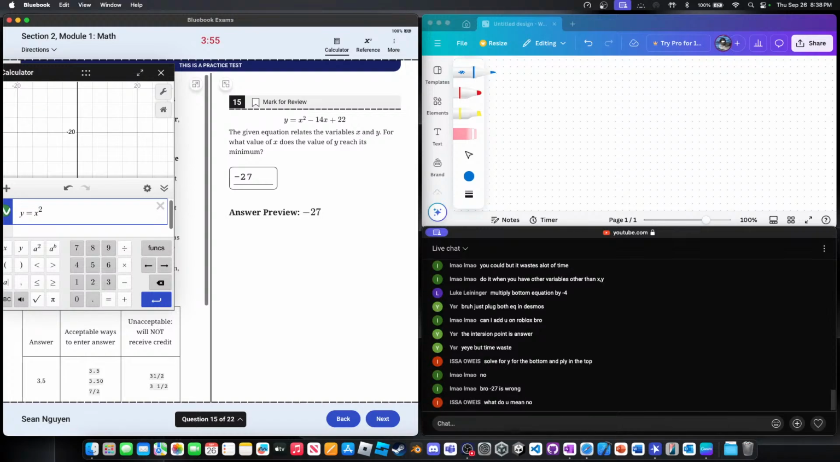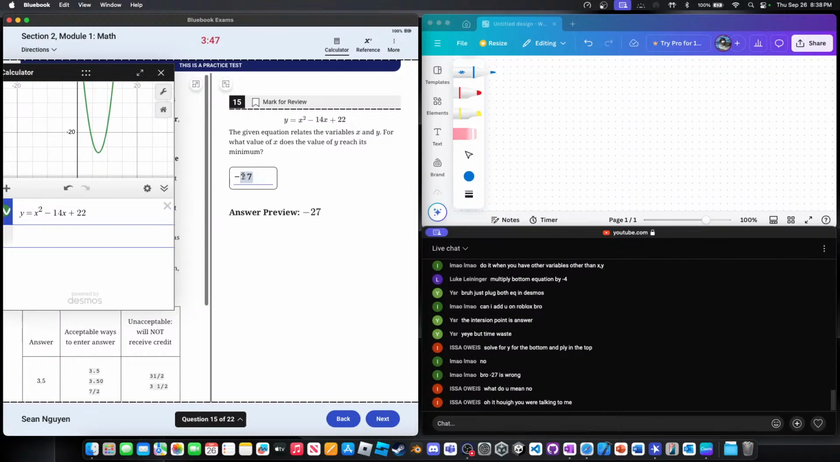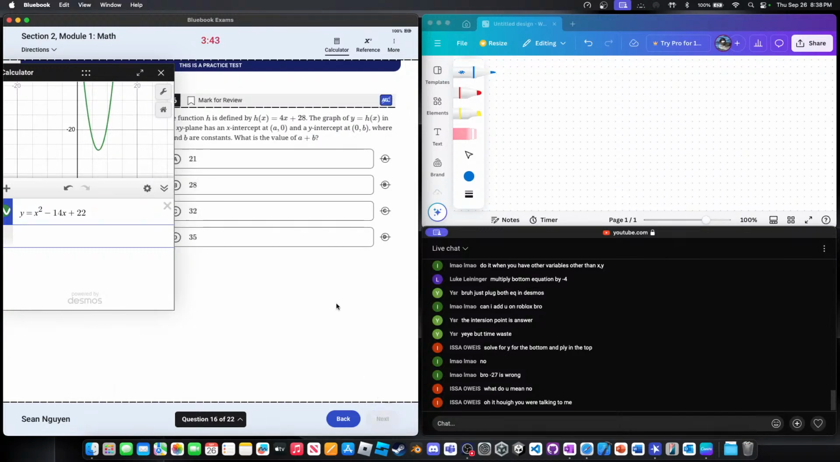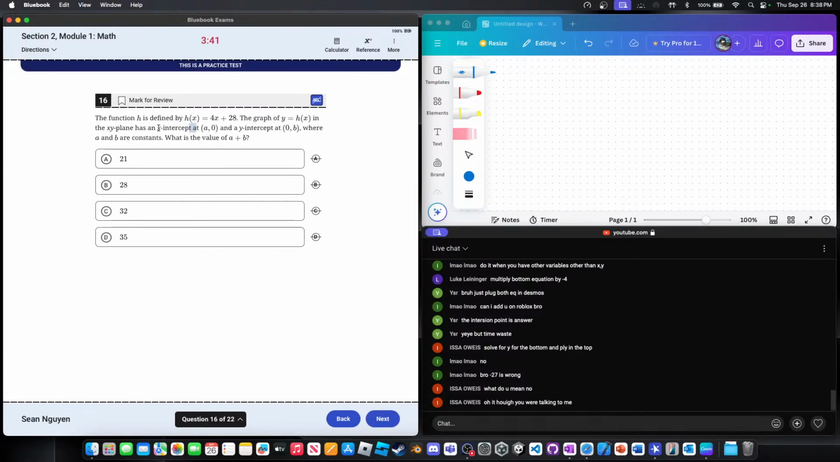14x plus 22. Oh, what value of x? I'm so stupid. Whoopsies. You're right. I need to start reading these equations better. I'm in a rush right now, guys.